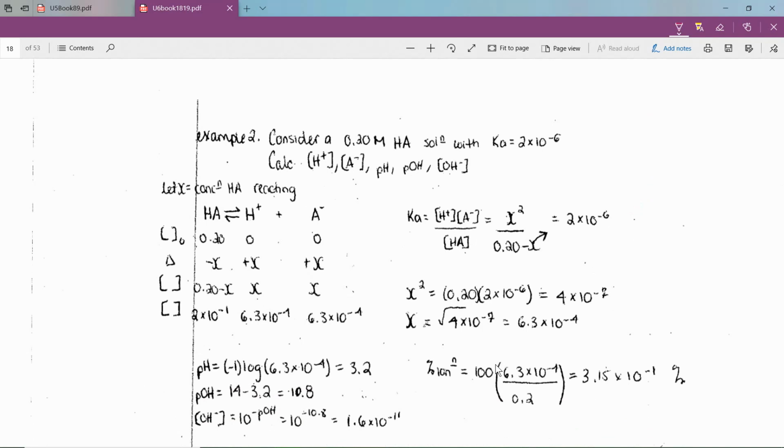Example 2. Consider a 0.2 molar HA solution with a Ka of 2 by 10 to the minus 6th. We want to get the H plus, the A minus, the pH, the pOH, and the OH minus, and might as well throw in the percent ionization. So let X equal the concentration of HA that reacts. HA is my general form for a weak acid. HAC is acetic acid. H-benz is benzoic acid. HLit is litmus, and we're going to talk about litmus a little later in this chapter. I'm going to get into titration curves and indicators.